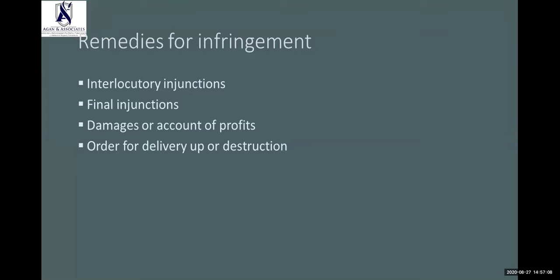At the same time, a party can also apply for damages or account of profits, or even an order for what is called delivery up of the products that have been produced using his invention or using his granted patent without his permission. So a court can actually order for the same to be delivered up and destroyed.